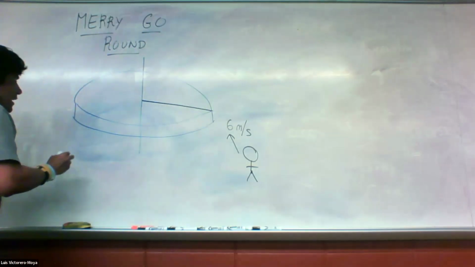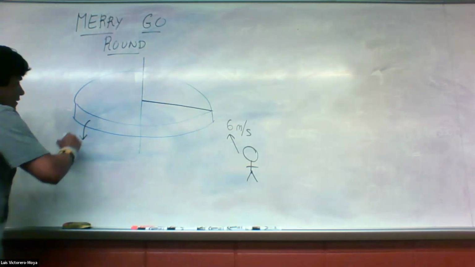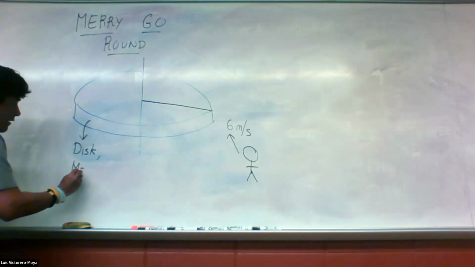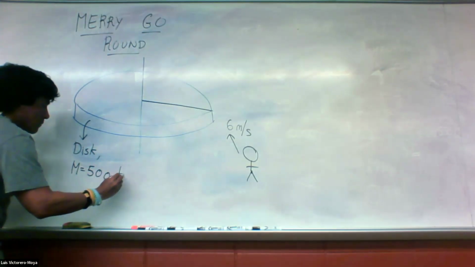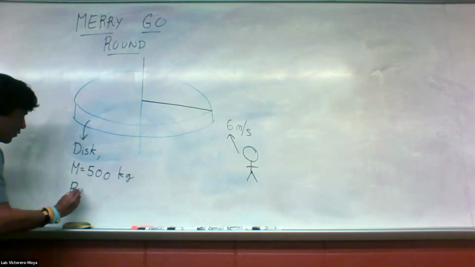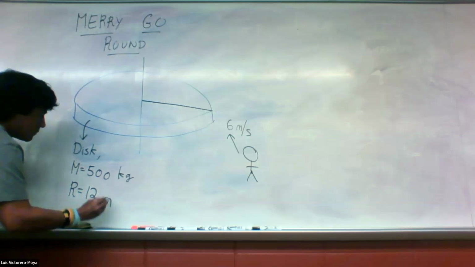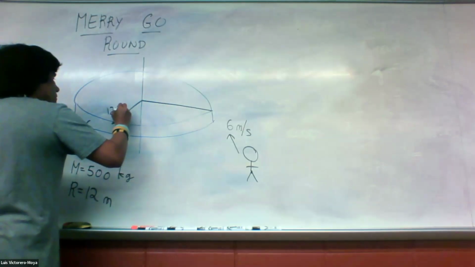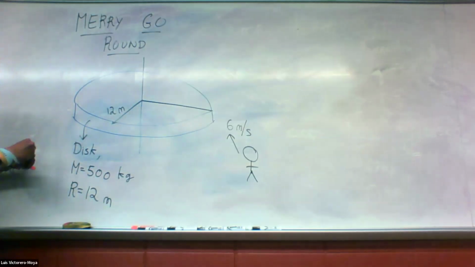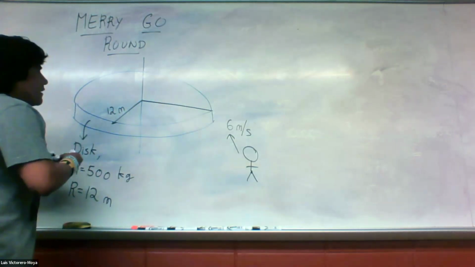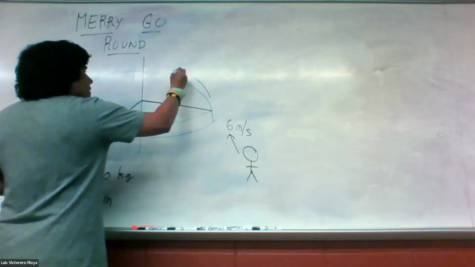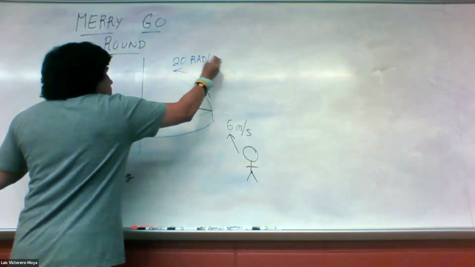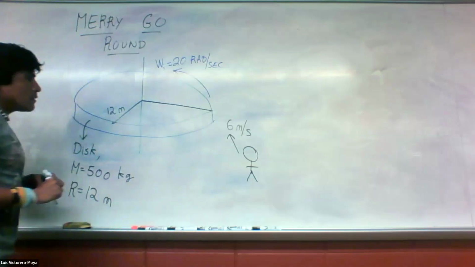Let's give some values here. So let's say this is a merry-go-round, this is a disk with mass, let's give it 500 kilograms and radius 12 meters. So the radius of this is 12 meters. And it's rotating before the person jumps. The merry-go-round is rotating at 20 rad per second. That's W of the merry-go-round.